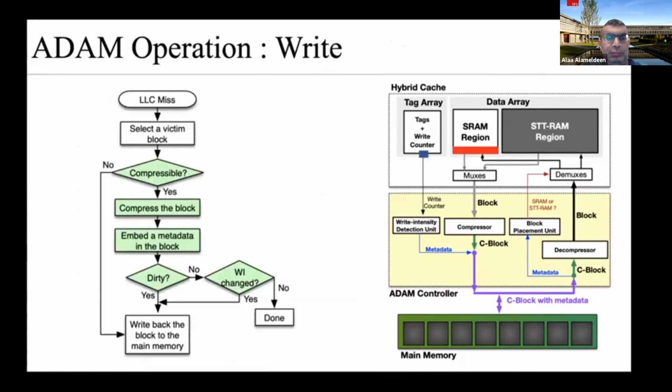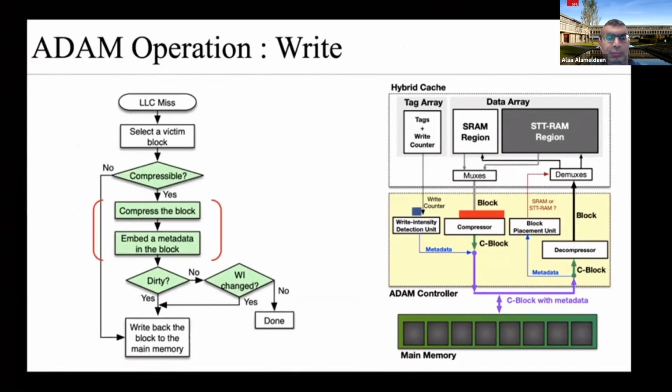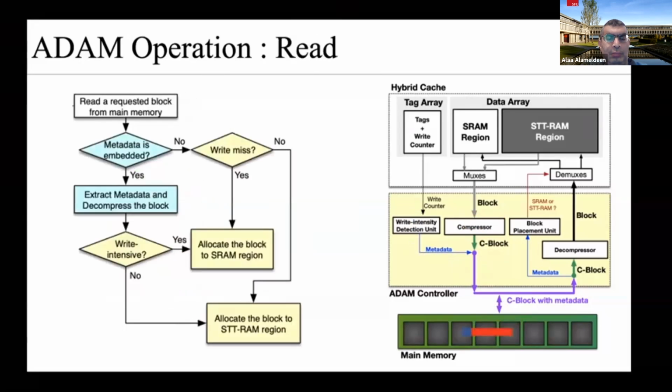The operation of Atom. First is the write operation. When the victim is selected, it's evicted from the cache and ready to be compressed. If the block is compressible, the block will be compressed and the metadata will be embedded within the block. Finally, if the block is dirty, it will be written back to main memory. Next is the read operation. After a read or a requested block from main memory, check the existence of metadata. Then extract the metadata from the block and decompress the block. Finally, after checking the metadata, allocate the block to the write-intensive region.